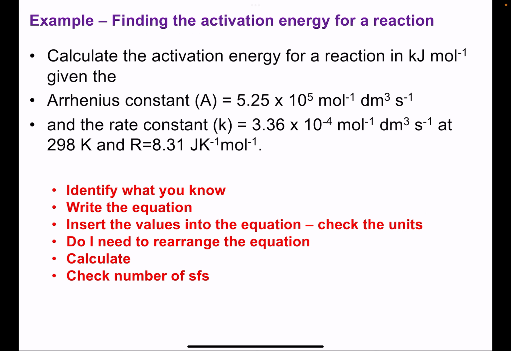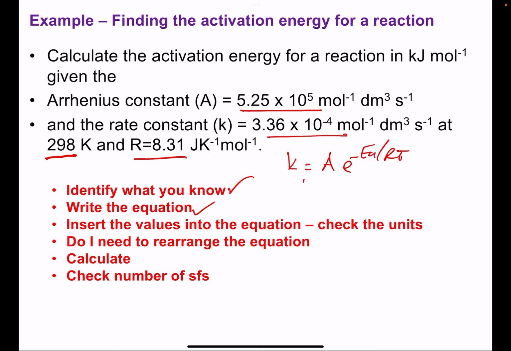Okay, finding the activation energy for a reaction, again using the formula method. So another example for you. Calculate the activation energy for the reaction. This time they've given you the Arrhenius constant. You know the rate constant, you know the temperature, R is given. So identify what you know. Write the equation: k equals A e to the minus Ea over RT.